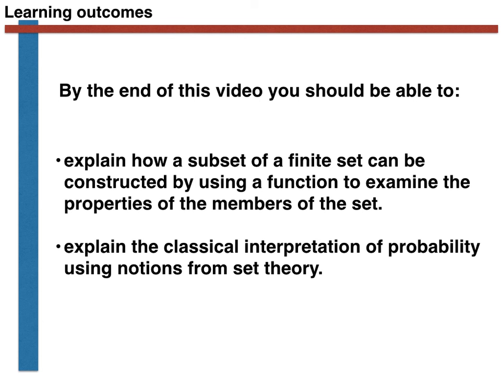So in conclusion, you can hopefully now explain how a subset of a finite set can be constructed by using a function to examine the properties of the members of the set, and explain the classical interpretation of probability, the interpretation of probability that I've just explained, using notions from set theory. If you feel you cannot do these things, watch the video again and see if they're clearer the second time through. Thank you.